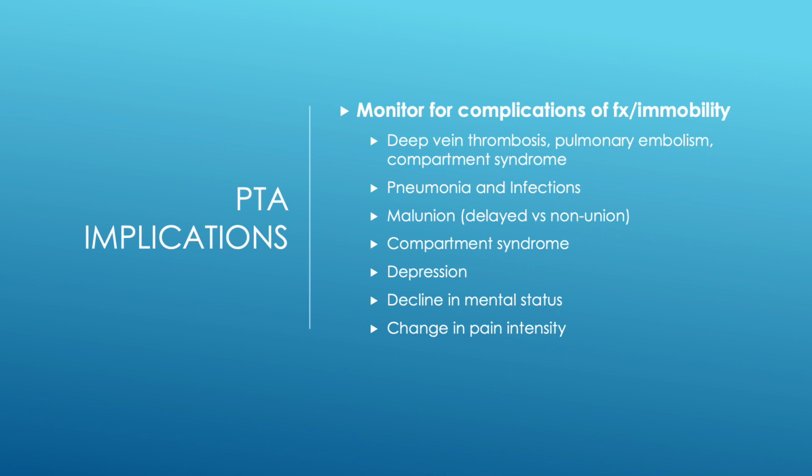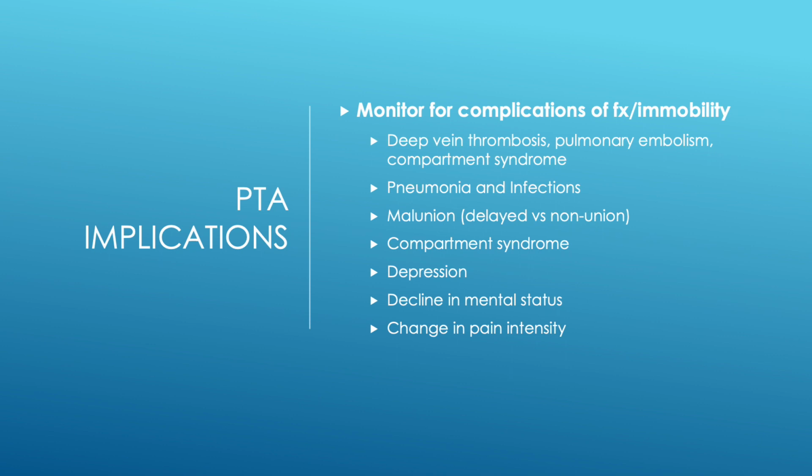Compartment syndrome refers to increased pressure within a muscle compartment, typically due to swelling or bleeding following a fracture or injury. Signs and symptoms of compartment syndrome include severe pain that worsens with passive stretching of the affected muscles, pallor, numbness and tingling, decreased pulse or sensation, and tense or firm swelling in the affected area.